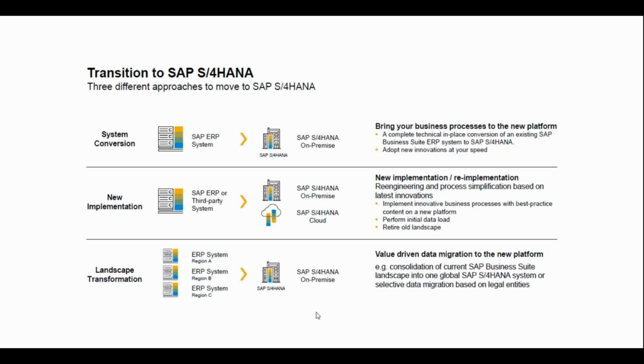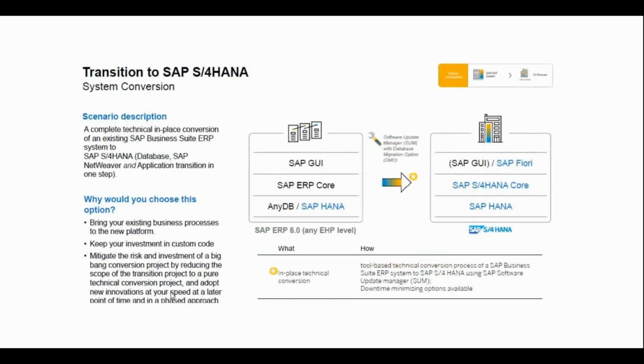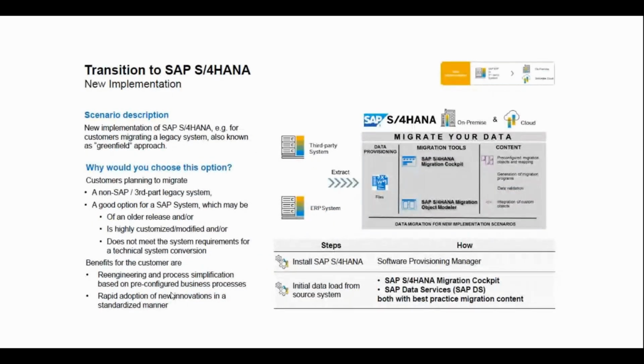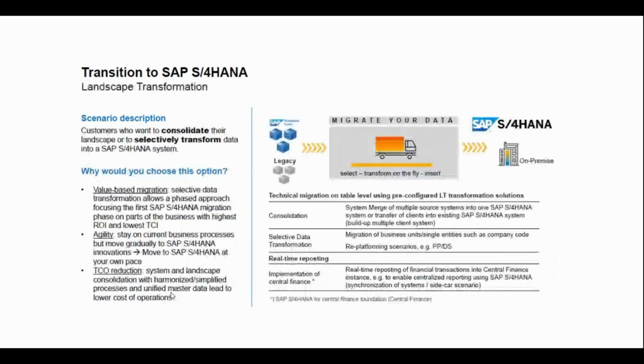So what they do here is, in the landscape transformation scenario, they may transfer only the selective data. It's not everything they move to the S/4HANA application or the cloud environment. They may opt for only selected data, like a particular company code or a particular business entity. Only that type of data they may transfer to your S/4HANA system or the cloud environment. So that's why you come across these three terms.